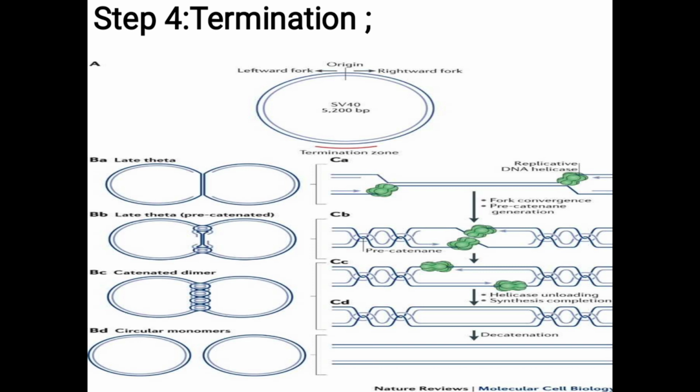Termination happens when two replication forks meet on the same stretch of DNA, during which the following events occur, although not necessarily in this order: forks converge until all intervening DNA is unwound. Any remaining gaps are filled and ligated. Catenanes are removed and replication proteins are unloaded.